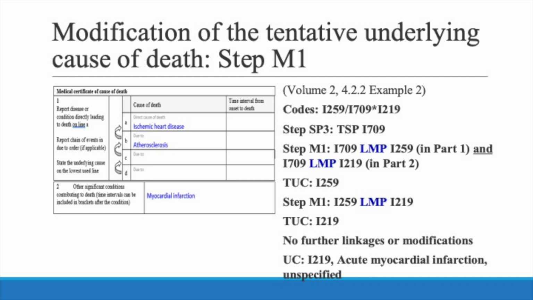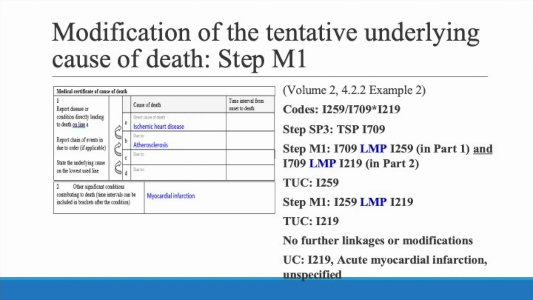I219 in part 2. Consulting the special instructions for applying step M1, we'll find that the tentative underlying cause selected by step SP3, I709, links with I259 in part 1 and links with I219 in part 2. There are two valid linkages, but we will, according to the instructions, link first with a condition in part 1 over a condition in part 2. So our new tentative underlying cause is I259.